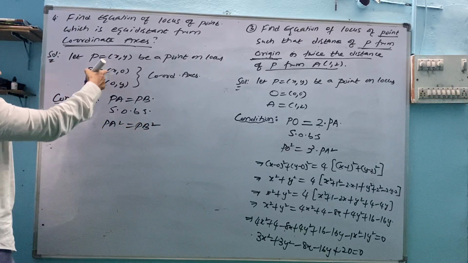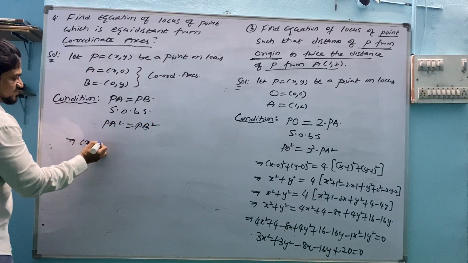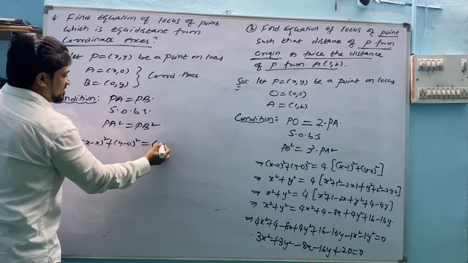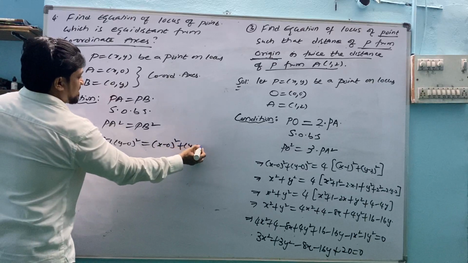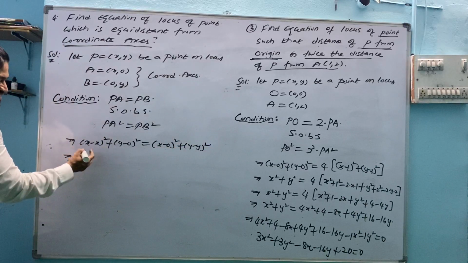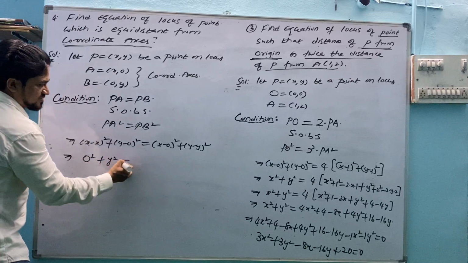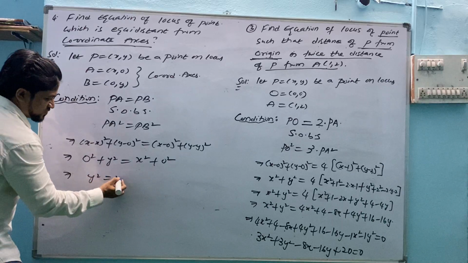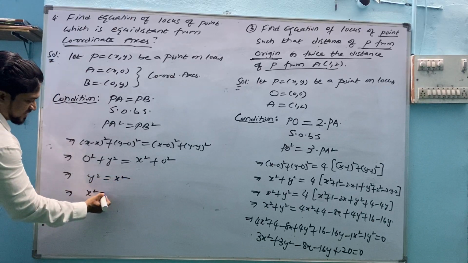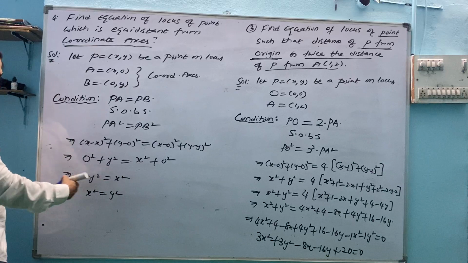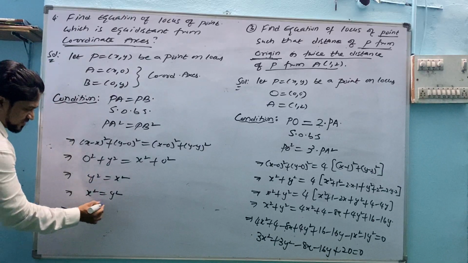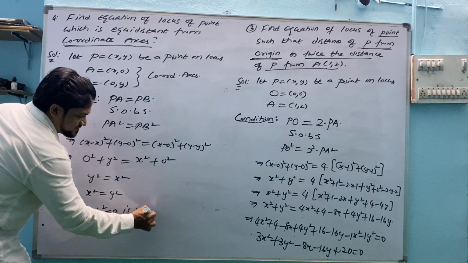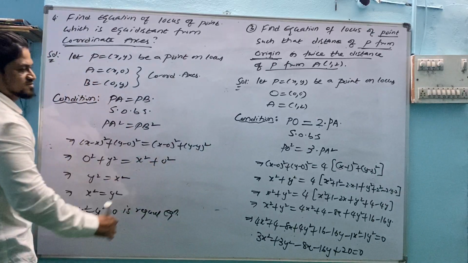For PA what we will do? First minus first whole square plus second minus second whole square. For PB same thing: first minus first whole square, second minus second whole square. This is x minus x, 0, y square; x minus 0, x square; y minus y, 0, y square. So y square equals x square, in mathematics we write x square equals y square. Both are equal, we can change the sides. Y square comes to this side: x square minus y square equal to 0 is the required equation of locus.